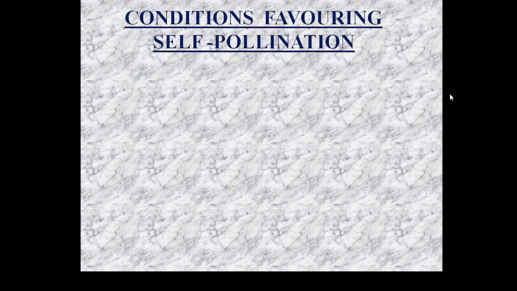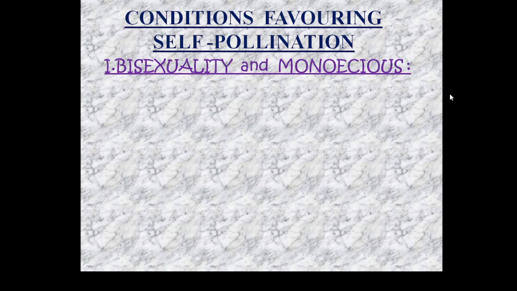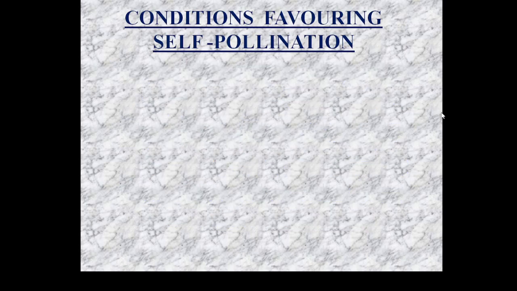See, next, there are some conditions which favor self-pollination. There are certain conditions for it. The first and foremost is bisexuality and monoecious. Now, what does this mean? The first one is bisexuality and monoecious. Bisexuality and monoecious are quite a bit different from others.